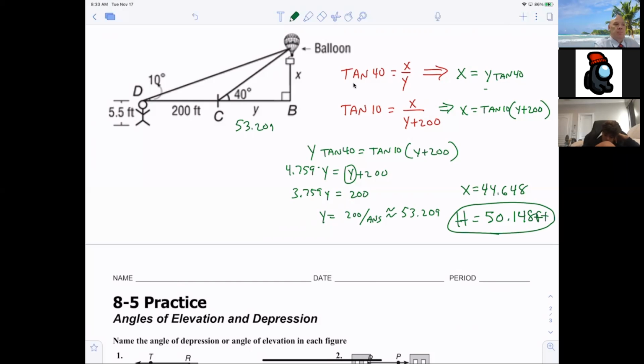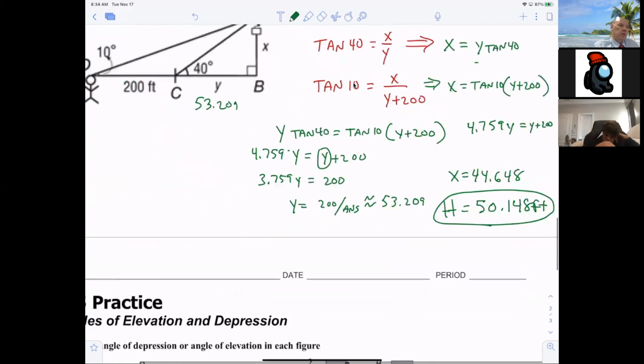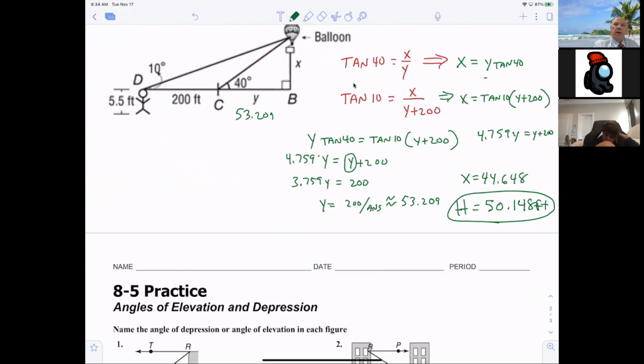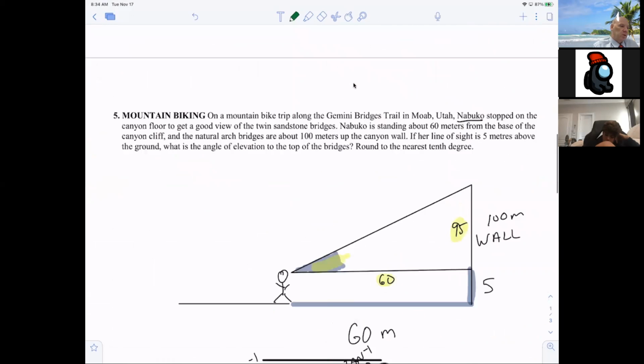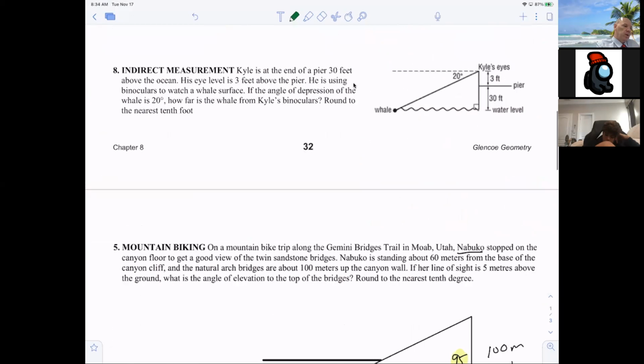Yes. Right. Because in this equation, to help you understand, I should have written 4.759y equals y plus 200. You agree with that now? That's all. All right. Okay, so I like that very much. All right, let's grab the next problem. All right, so I have probably room here.